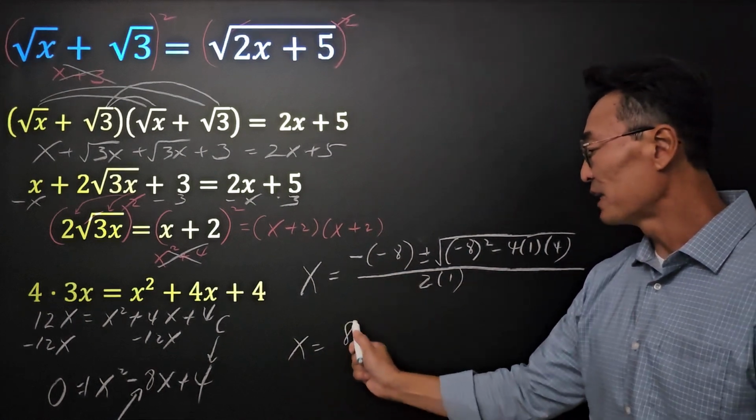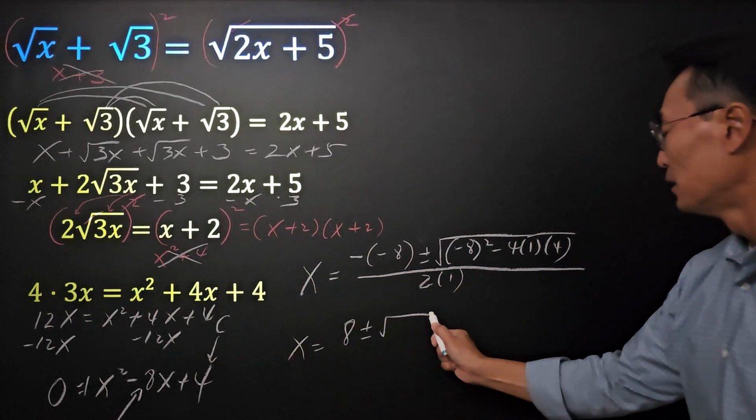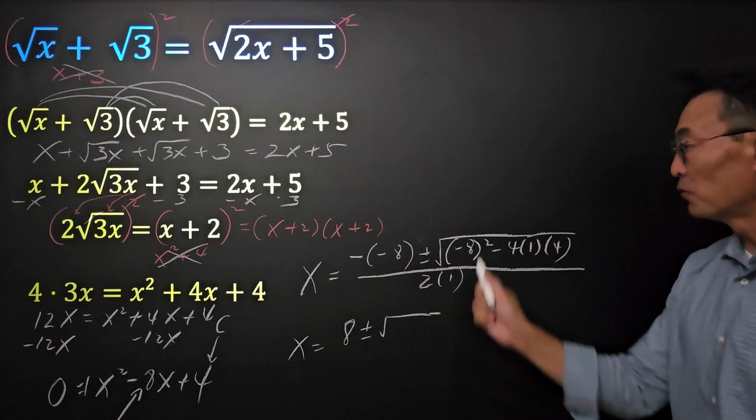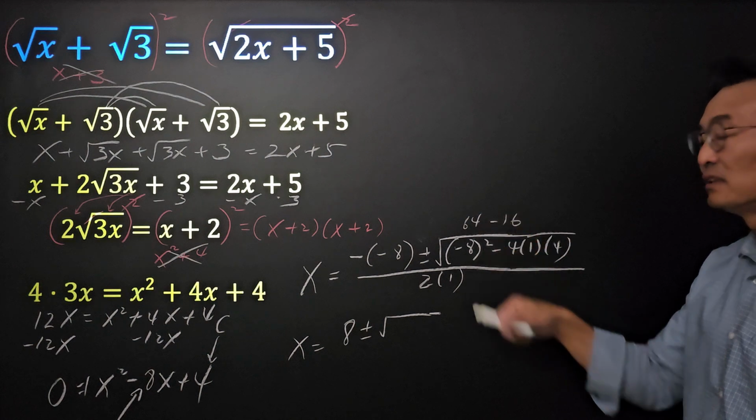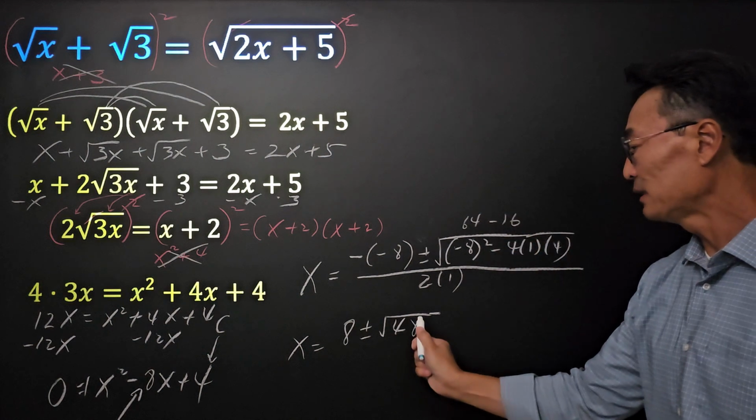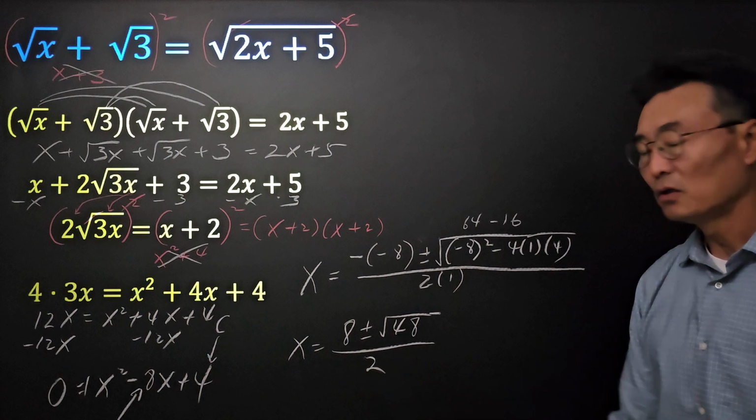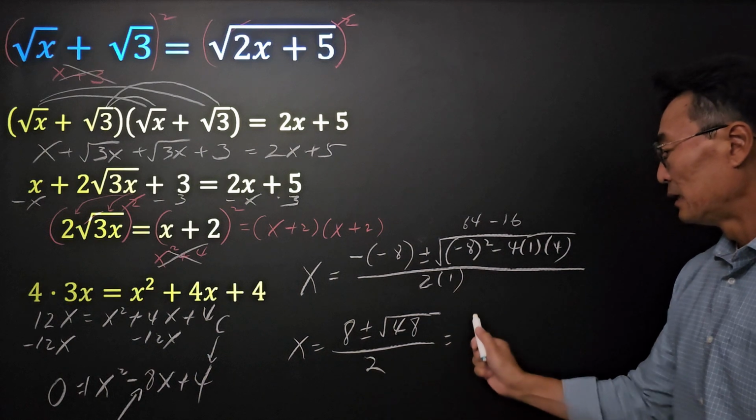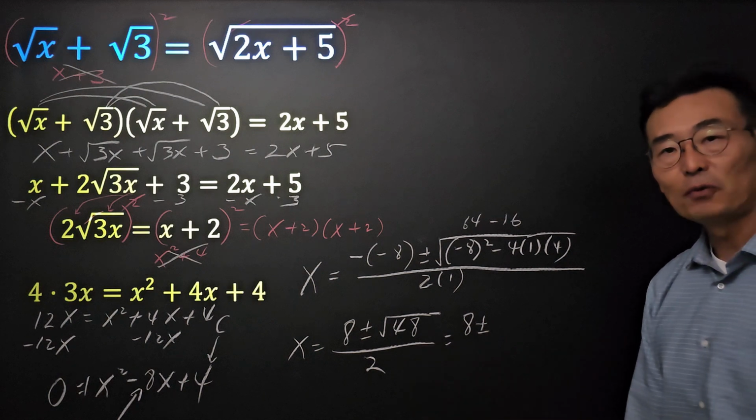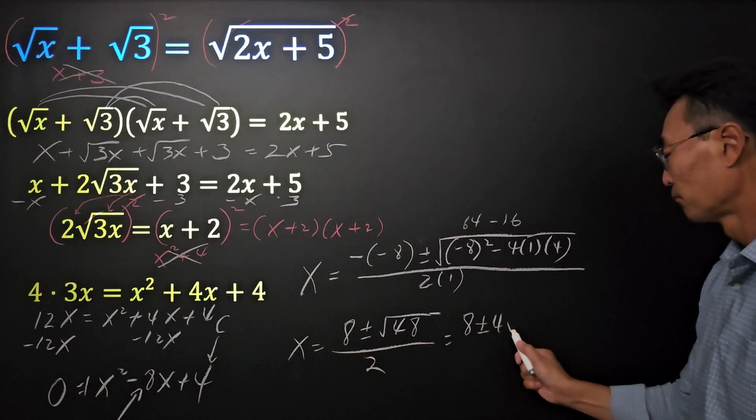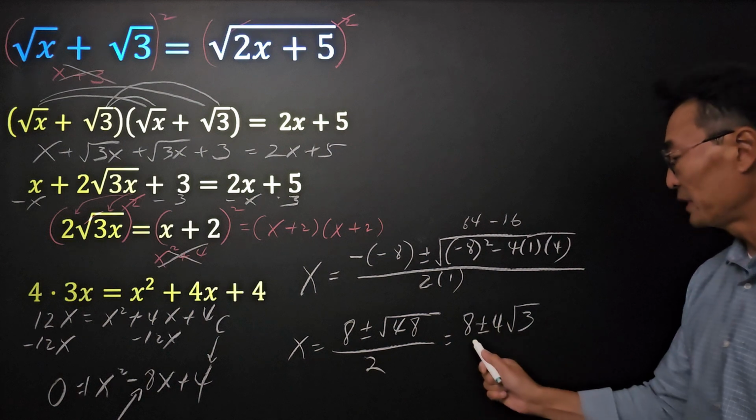Negative of negative 8 is 8. Negative 8 squared is 64. Minus 4 times 4 is 16. So we end up with the 48 in here, all over 2. And then if you simplify that square root of 48, it becomes 4 root 3.